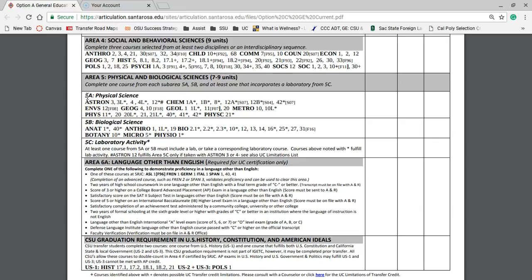Area 5 is your physical and biological sciences. Again, very similar to the CSU GE. You need 1 physical science, 1 biological science, and one of those needs to have a lab. It's the same thing. You have some courses where you register for the lab separately, and some courses where the lab is embedded into the class when you go to register. And so you just need to research that out a little bit or ask a counselor for some help if you need help with that.